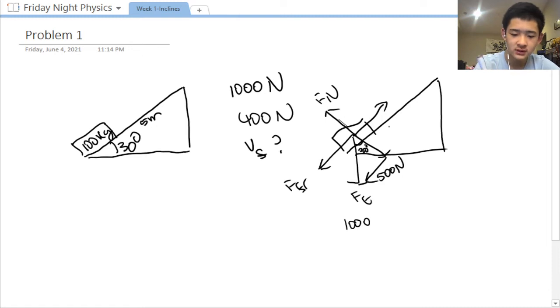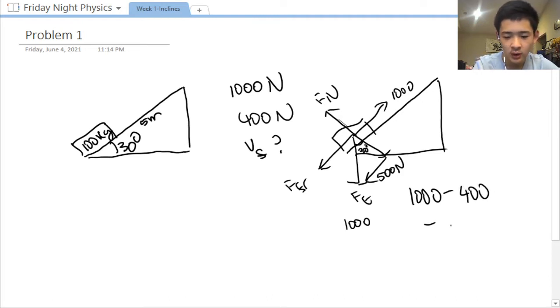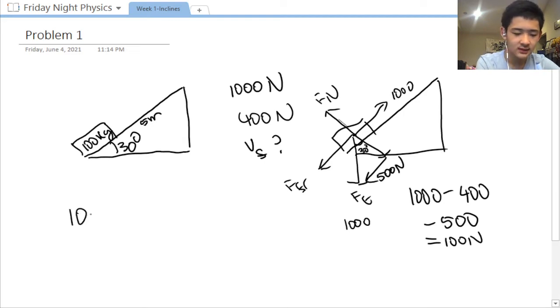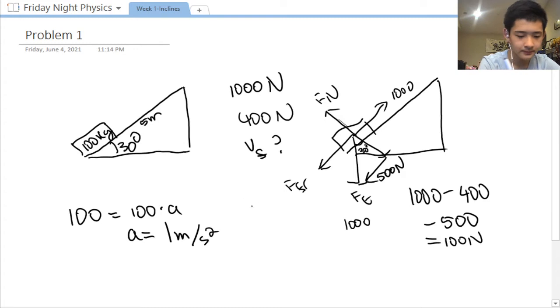So the net force is this, which is 1,000, minus the friction force, which acts in the opposite direction, minus the horizontal component of gravity, which is 500, which is equal to 100 newtons. And the second law of Newton states that the net force, which in this case is 100, is going to be equal to the mass, which is also 100, times acceleration. And so now we know that acceleration is equal to 1 meter per second squared.